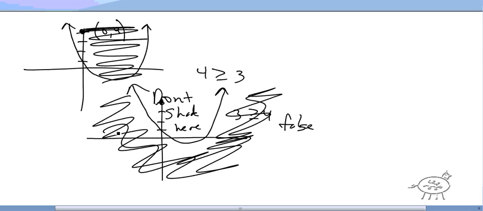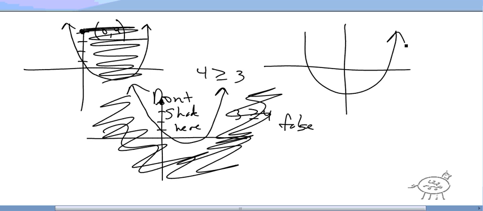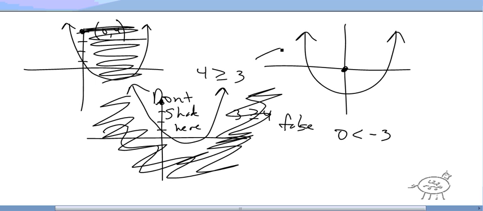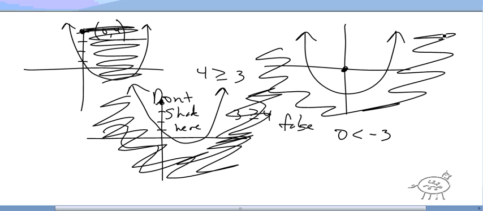You test a point. Now the nice thing is if you have a graph like this, the best point to test is 0, 0 because it's an easy point. You plug all the zeros in and everything kind of cancels out. So let's say we got 0 is less than negative 3. Is that true? No. 0 is greater than negative 3, so I'm going to shade on the outside. You're always picking that test point.